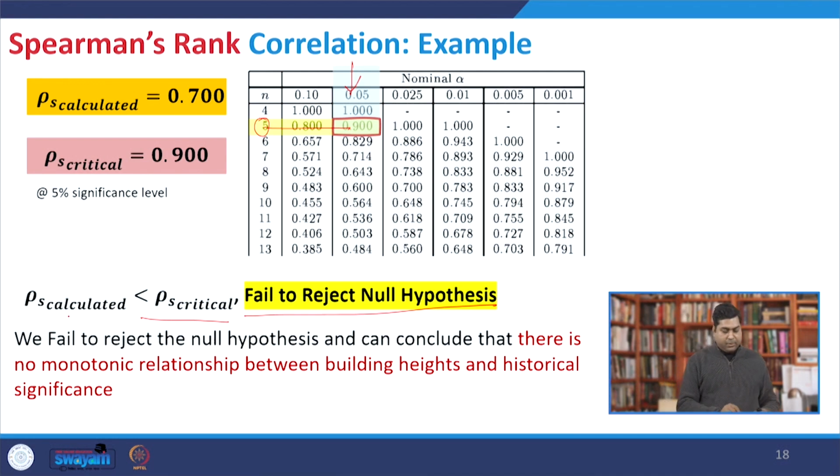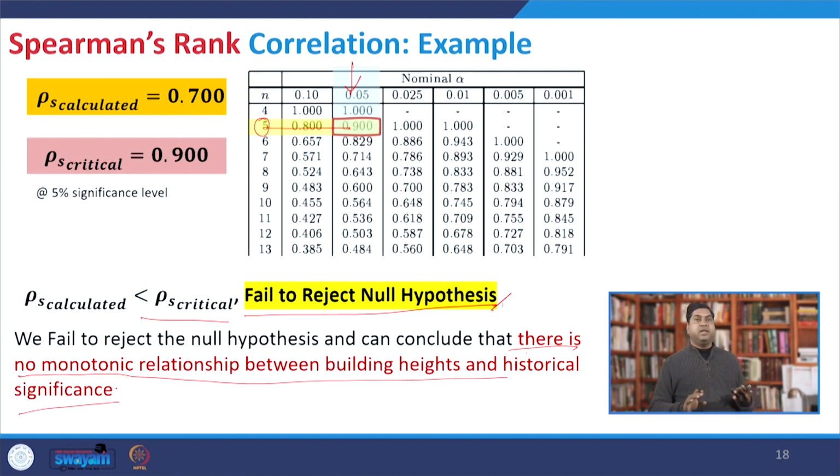If the calculated value were more than the critical value, then we could simply reject the null hypothesis. But in this case, because it is low, we fail to reject the null hypothesis, and for that we conclude that there is no monotonic relationship between building heights and historical significance. So basically it is something like accepting the null hypothesis, but in a conventional way we do not say accept the null hypothesis, we always say fail to reject, okay. Which is indirectly like accepting the null hypothesis. So hope this is clear to you.